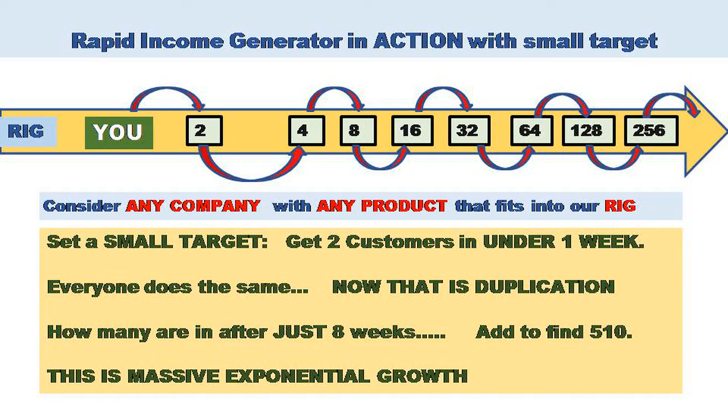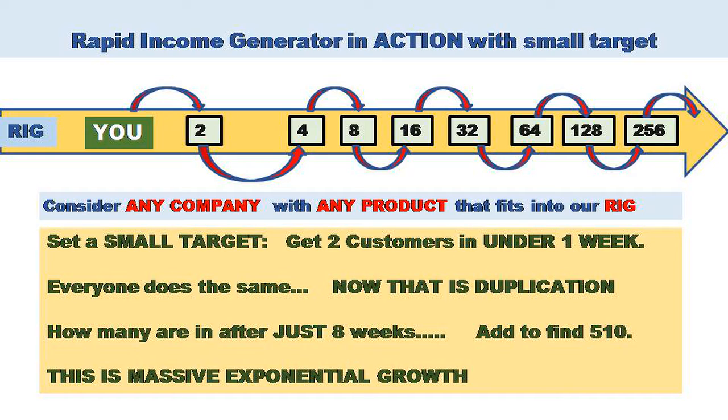Here's you. You go out and get 2 customers and you do that in under a week. So you've got 2 customers in the first week. At this stage, we're not mentioning the company and we're not mentioning the products. They are good companies and they are good products. Now more importantly, we can make money out of them. So let's run through what happens. Week 1, you go out and get 2 customers. That's shown in the diagram above.